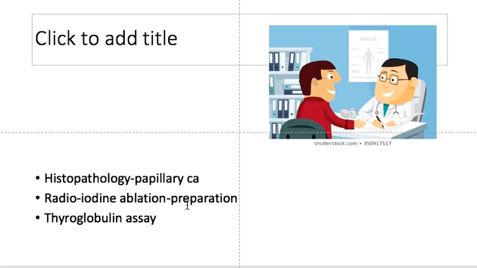And they have various categories like 2 to 5 some risk, and over 5 high risk. Your lab will tell you. So even before you do the radioiodine ablation, with the thyroglobulin assay, you will know where your patient is standing.